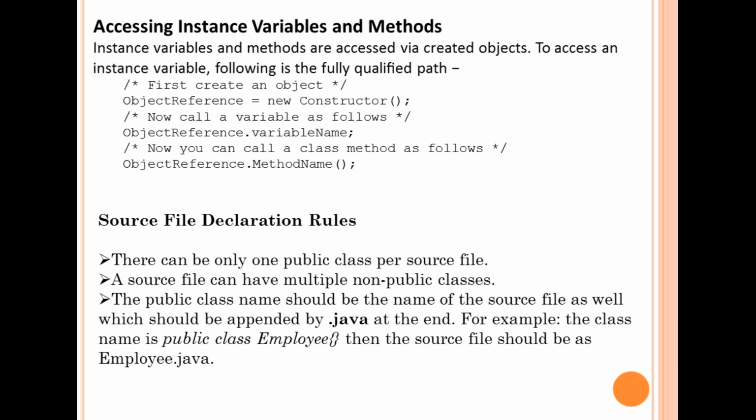The public class name should be the name of the source file, which should be appended by .java at the end. For example, if the class is public class employee, then the source file should be employee.java. If the class is defined inside a package, then the package statement should be the first statement in the source file. If import statements are present, then they must be written between the package statement and the class declaration. If there are no package statements, then the import statement should be the first line in the source file.